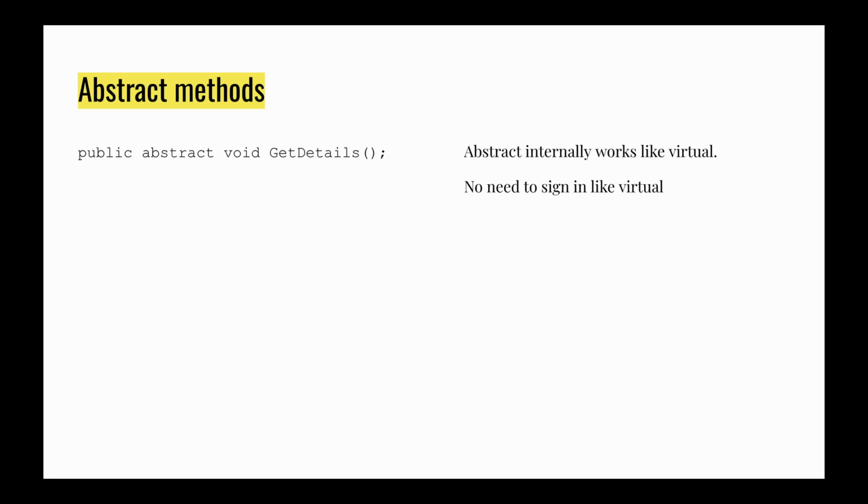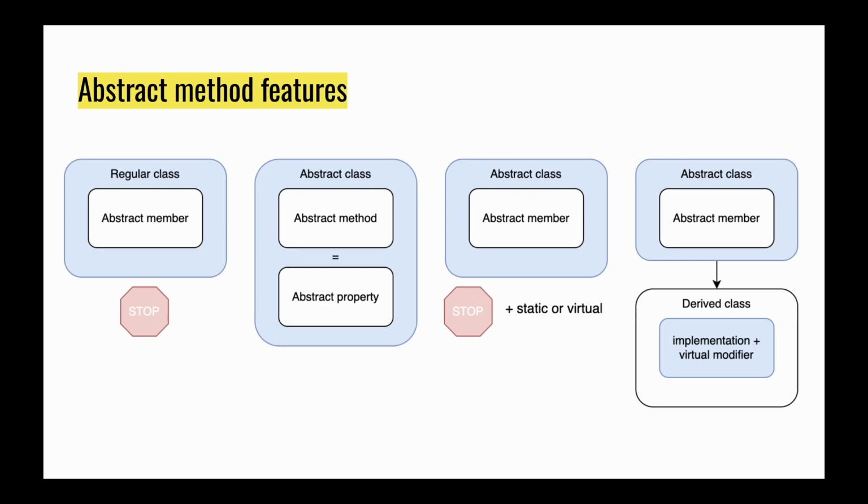Abstract methods are only allowed to be declared in abstract classes, and a class derived from an abstract class must provide an implementation of the defined abstract methods. Abstract methods are internally treated as virtual methods. So these methods must be overridden in the derived class, and we must not use static or virtual modifiers when declaring abstract methods.